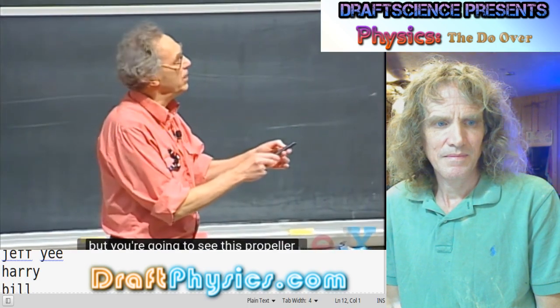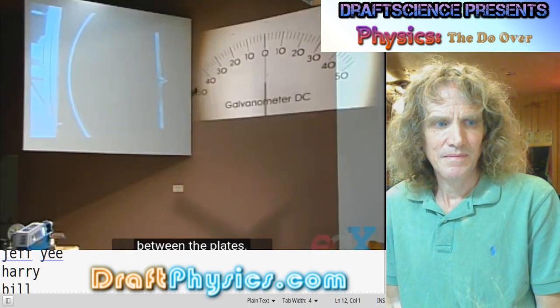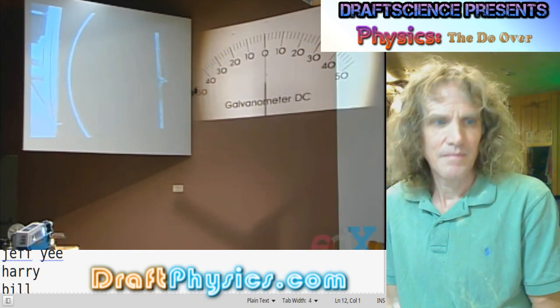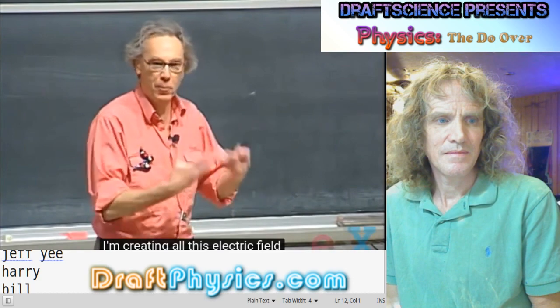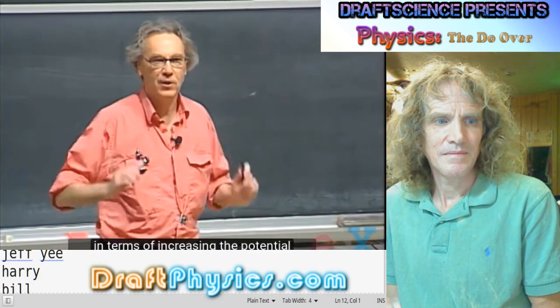But you're going to see this propeller, which indicates the potential difference between the plates. You're going to see it move because I'm doing all this work. I'm going from 1 millimeter to 10 millimeters. I'm creating all these electric fields, and this hard work pays off in terms of increasing the potential from 1000 volts.